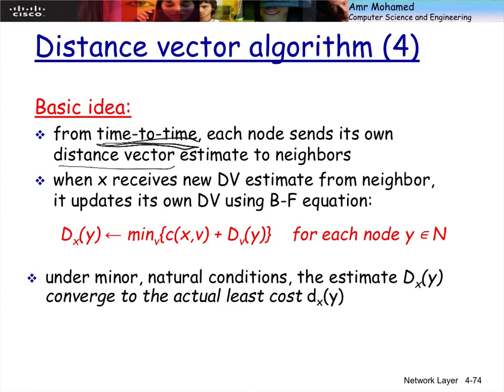Each node sends its own distance vector estimation. That's why it's an estimation. We don't know if this is the minimum. Our estimate is that this is the distance, but we don't know if this distance is the minimum. Okay?